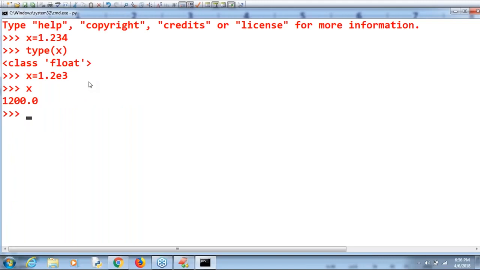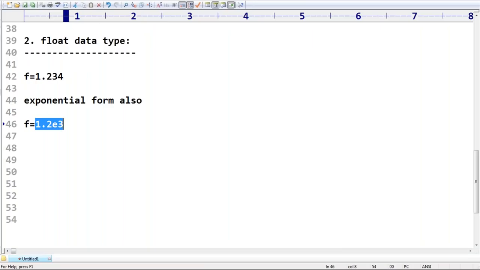1200.0. Remember this one, sir. In the exponential form, by default, E is always a 10 power only. Remember that, okay? 1200.0 is what we are going to get by default, sir. Clear? Yes. Okay. This is the normal way. This one is nothing but exponential form.